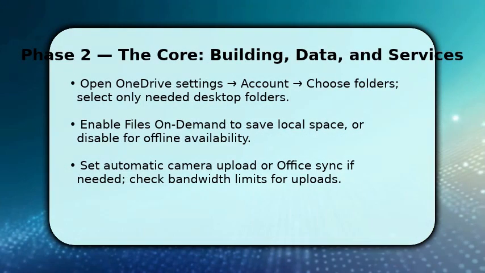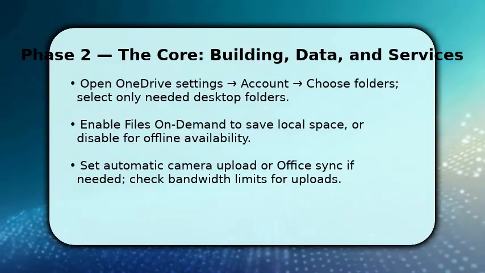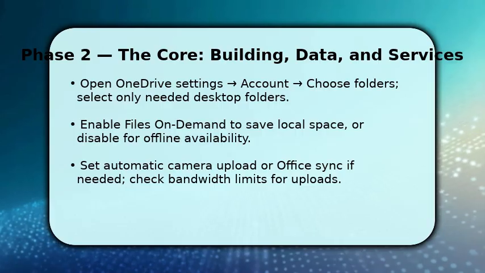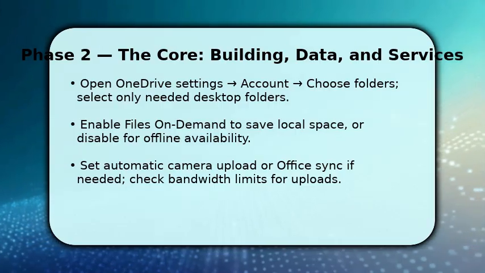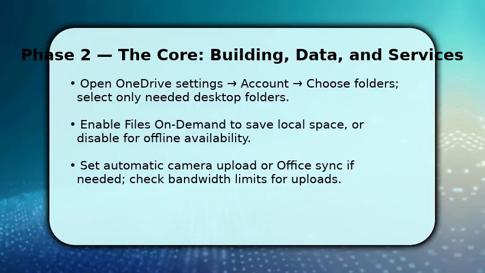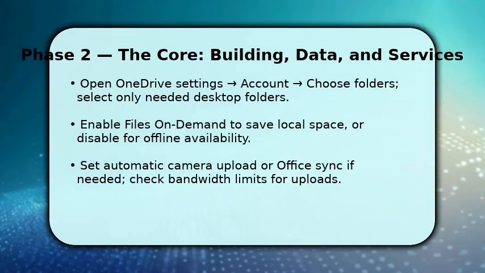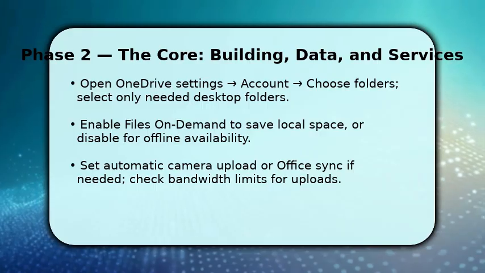Next, configure exactly what syncs so you control space and bandwidth. Open OneDrive settings, go to Account, then choose Folders, pick Desktop, and any other folders you want mirrored. If disk space is tight, enable Files on Demand so files appear without full download.